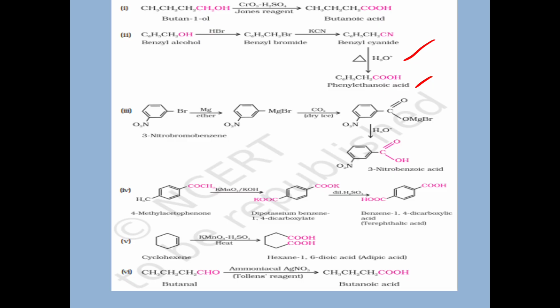3-nitrobromobenzene in presence of magnesium and ether will be converted into Grignard reagent, and with the reaction with carbon dioxide and after hydrolysis it will give 3-nitrobenzoic acid.